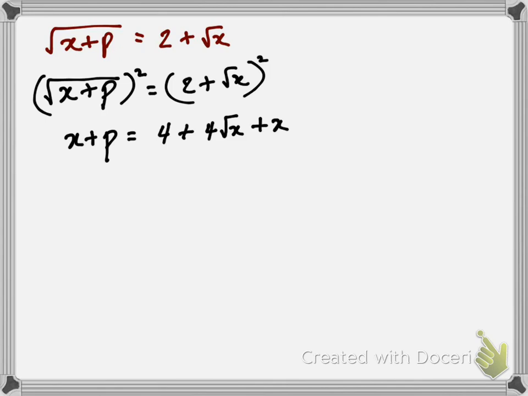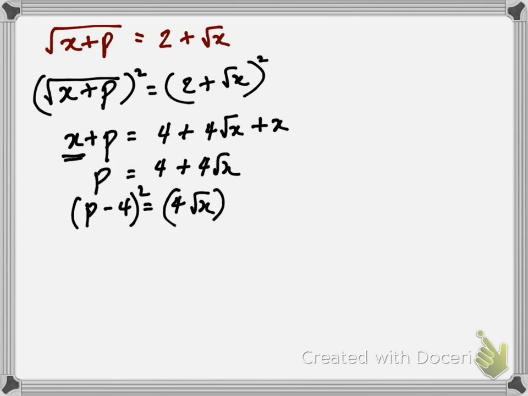So if we move the x from here onto the other side, we end up with p equals 4 plus 4 root x. The x minus x will disappear. If we take the 4 and move it to the left, you end up with p minus 4 equals 4 root x. If we square both sides now, you will see that the square root of x will disappear. So square both sides, you end up with p squared minus 8p plus 16 equals 16x.